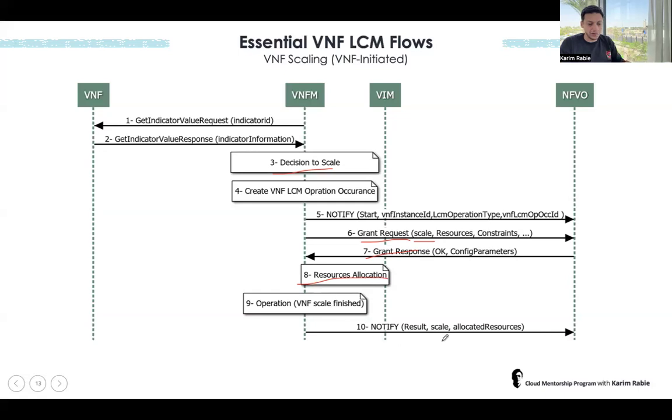Once the operation is finished, the notification is sent to the NFVO that I did the scaling, and these are the resources allocated. NFVO will take these allocated resources and update the repository of the resources that it has, so that it knows now that these resources are already allocated and not available anymore. So it is very similar to the instantiation, following the same theme and the same logic. For now, I know there's a lot of information, but I just want you to catch the logic and start to be comfortable with how these are structured.